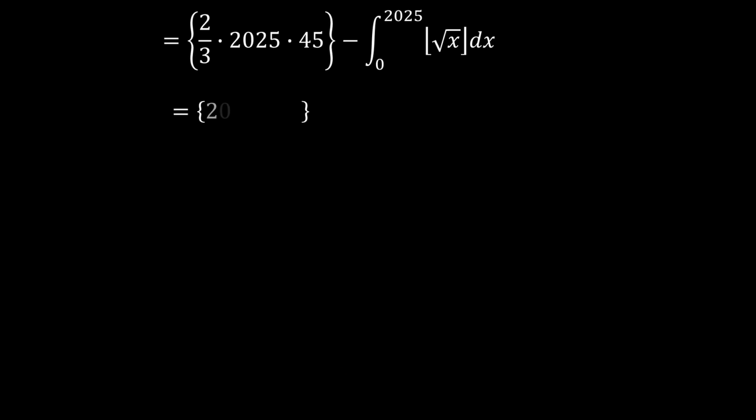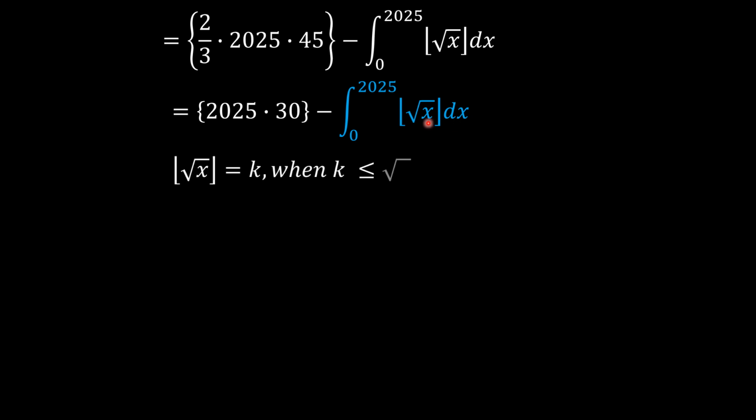And now we can multiply 45 by 2 over 3, we get 30, so it is 30 times 2025. Let's color our integral of the floor function blue, because it is important.